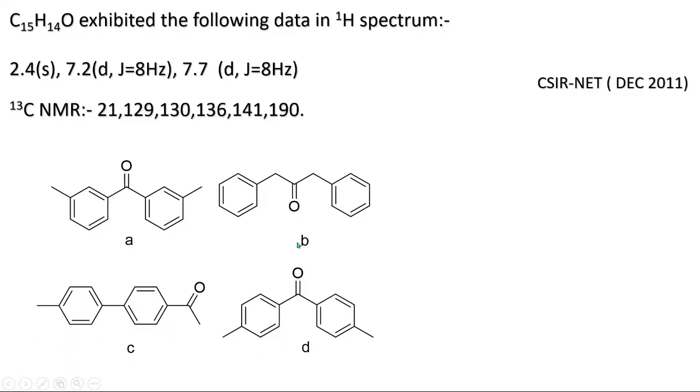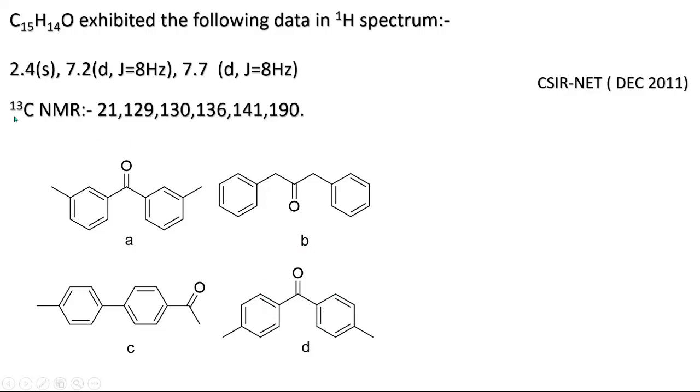So the remaining one is this. There must be only 3 types of signals. So 1, 2, 3. As this molecule is symmetrical, whatever signal you get for this, you will get for this also. Whatever the signal for these 2 hydrogens, you will get for these 2 hydrogens, and for this also. So 6 hydrogens will give a singlet, and 4 hydrogens will give a doublet, and 4 hydrogens another doublet.